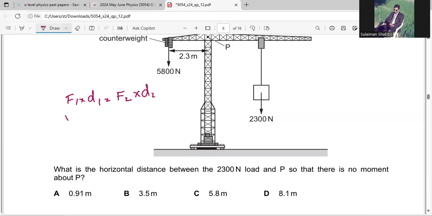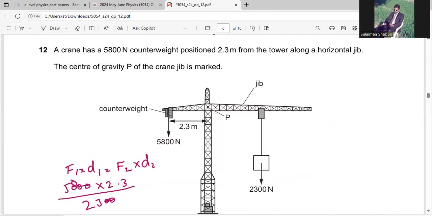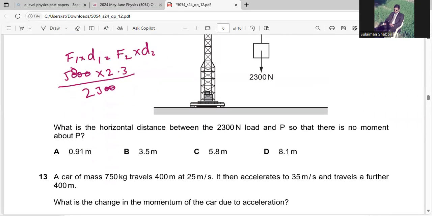So that is 58,000 Newton multiplied by 2.3 divided by 23,000 Newton. Two zeros cancel out, then there is 58 times 2.3. So we are going to the calculator.